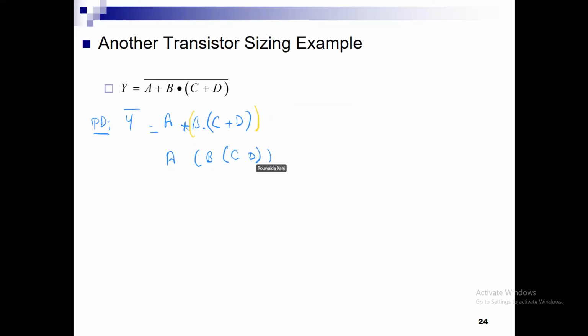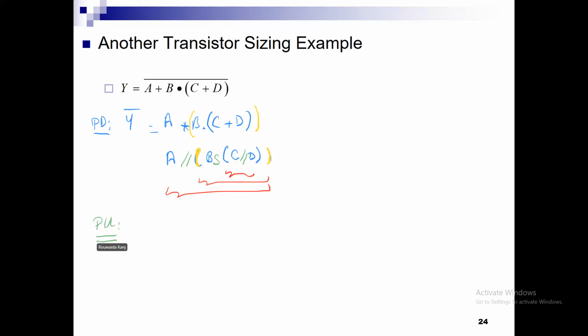Okay, the OR becomes a parallel, the dot becomes a series, and the OR becomes a parallel. But what I did here is I kept the precedence from the logic function. Okay, so this is to build the pull down network. I'm going to start therefore with the innermost block, followed by the second one, and then followed by the whole expression.